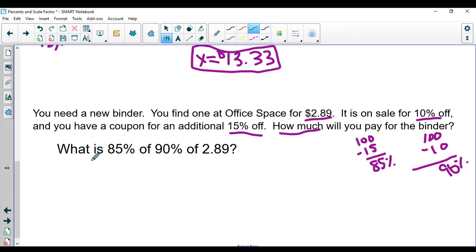Right, let's change this to our equation form. What is 0.85 times 0.90 times 2.89? So this is my equation right here. So 0.85 times 0.90 times 2.89 tells me I am going to pay $2.21 for that binder.